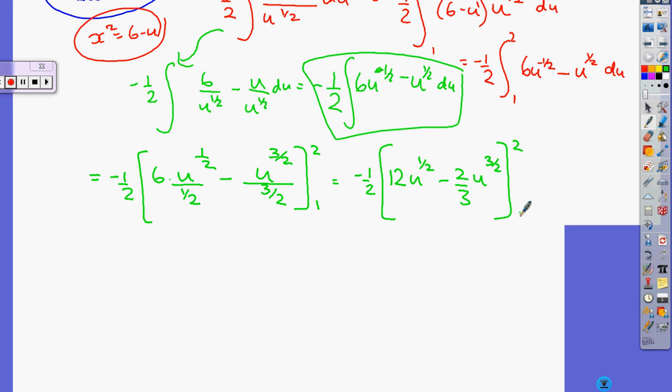Now this 2 and 1 that I have been writing down religiously are actually x values. They're not being transferred to the u values, which you can do, which would make life probably a lot easier, and I will come back and show you. But lots of you much prefer leaving it like this and resorting back to your u, and u was 6 minus x squared.